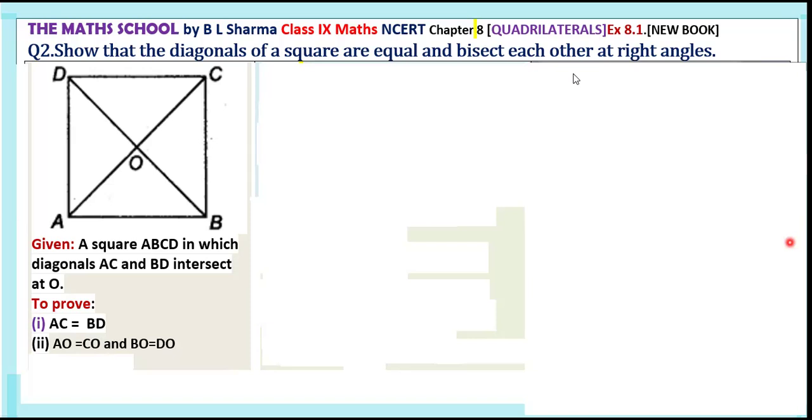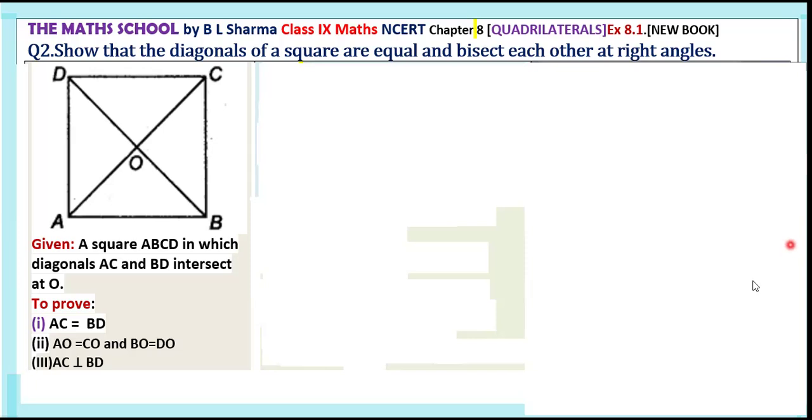See the figure. Number three, diagonals are perpendicular to each other. So we have to prove three parts here: diagonals are equal, diagonals bisect each other, and diagonals are perpendicular to each other. One by one, we have to prove it. This is a very lengthy question.